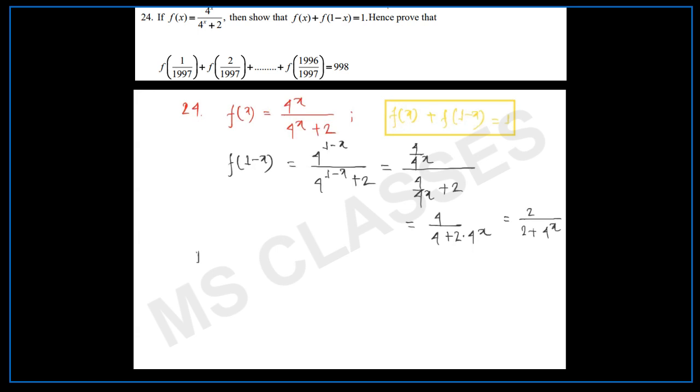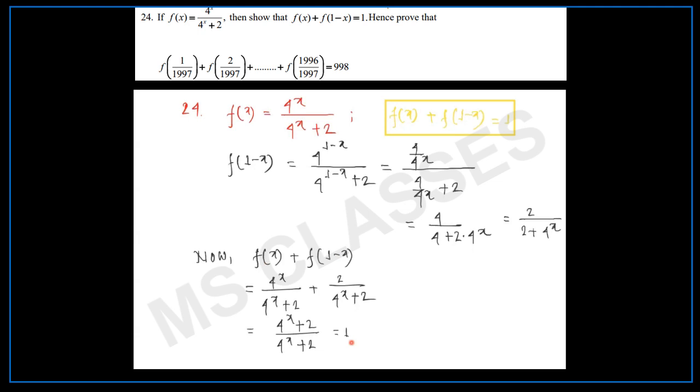Now, f of x plus f of 1 minus x is 4 to the power of x by 4 to the power of x plus 2, plus 2 by 4 to the power of x plus 2. Now 4 to the power of x plus 2 by 4 to the power of x plus 2 gives us the result as 1, which is the first part of the proof. That is f of x plus f of 1 minus x is equal to 1, which is shown.